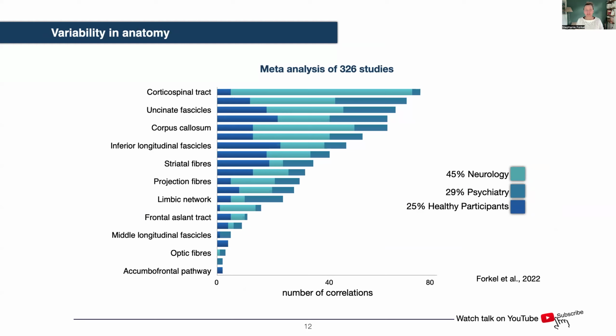The second thing that we could see is that not all brain connections are studied equally across the cohorts. So looking at the top of the graph, we see that the corticospinal tract, for example, is a very prominent connection in neurology and neurosurgery, but a lot less so in psychiatry and in healthy controls.